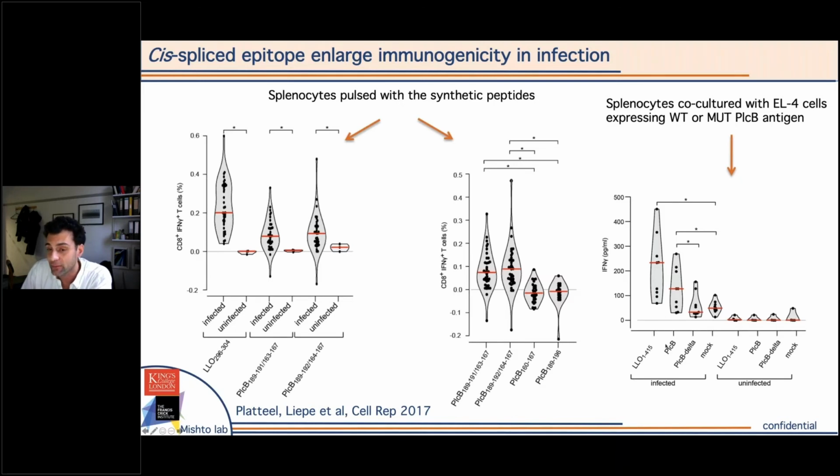We have a response also against the PLCB, but when we mutated the anchor site of the spliced epitope in PLCB, and this is the PLCB delta, we didn't have a response anymore, therefore suggesting that these two spliced epitopes in this mouse model drive the immunogenic response towards the PLCB antigen.